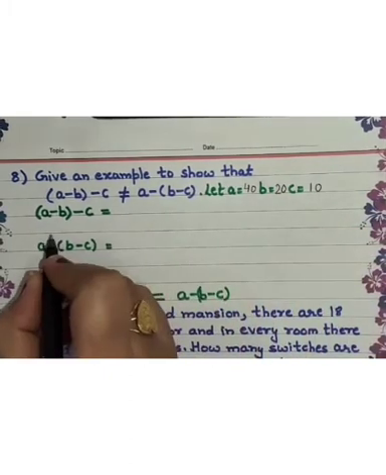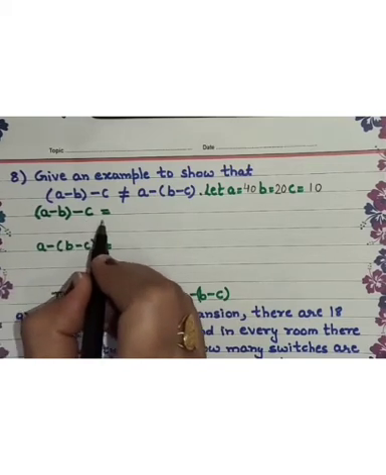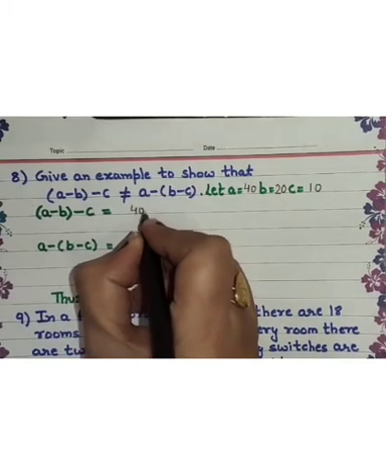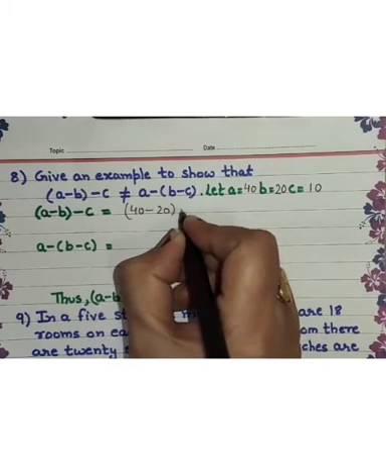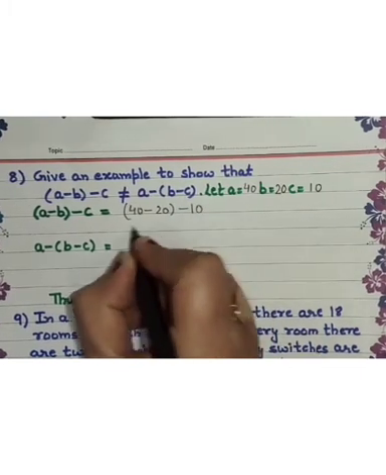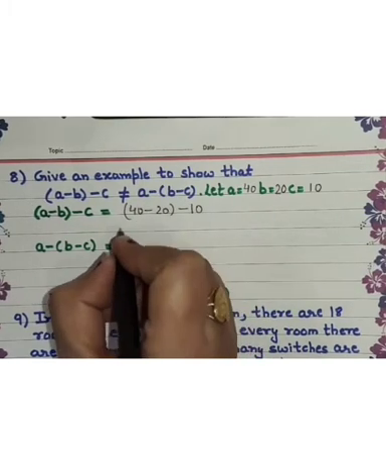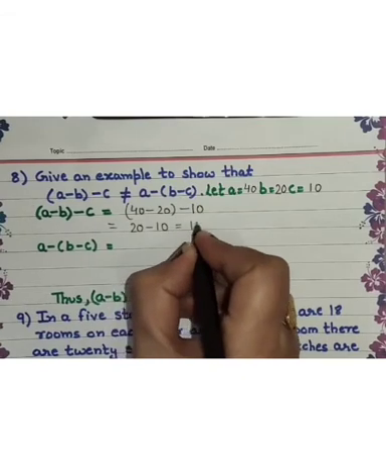Now, we will start with (A minus B) minus C. In place of A, we will write 40, in bracket 40 minus 20. In place of C, we will write 10. According to BODMAS rule, we will solve bracket first. 40 minus 20 is 20. 20 minus 10 will be 10.